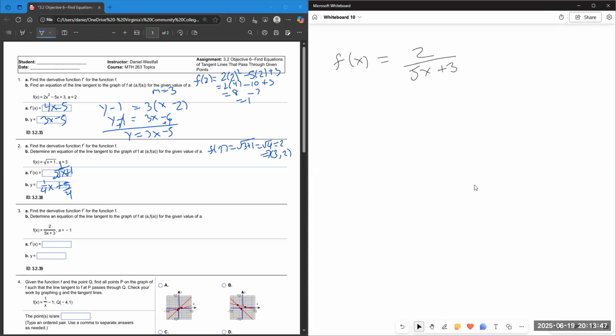So f of -1 here is 2 over 5 times -1 plus 3, is 2 over -5 plus 3, is 2 over -2. That's a -1. So that's going to give me the point (-1, -1) to work with later. I'll come back to this. Just kind of put an arrow there so I'll see it.